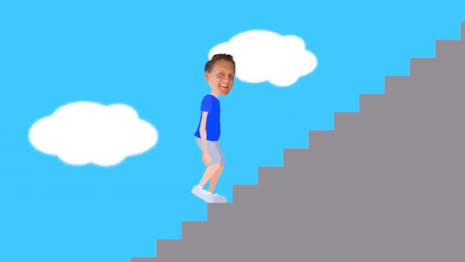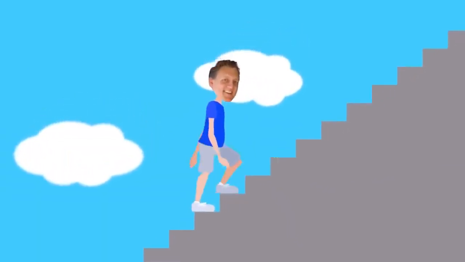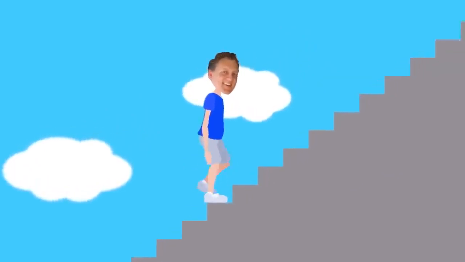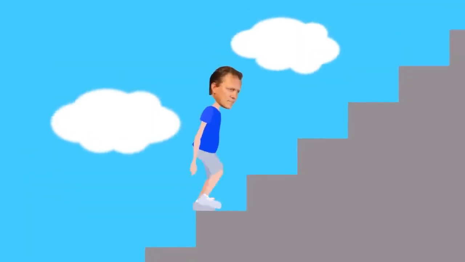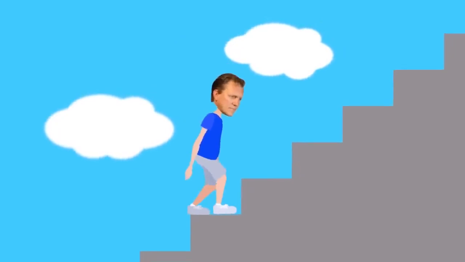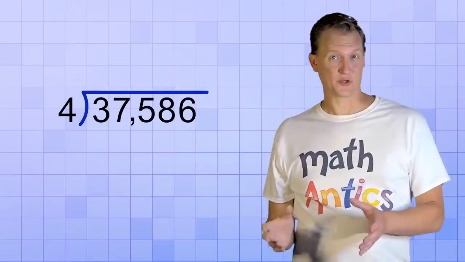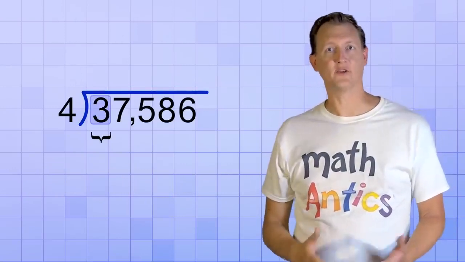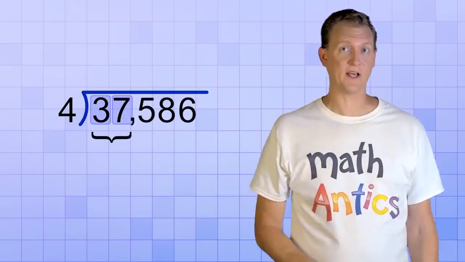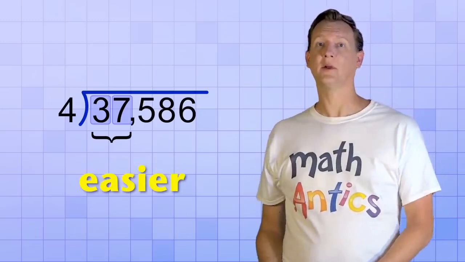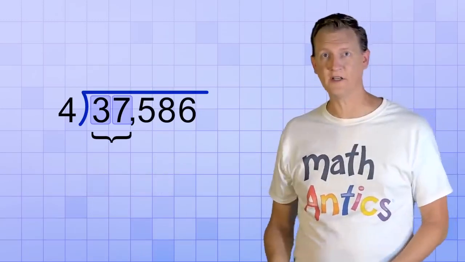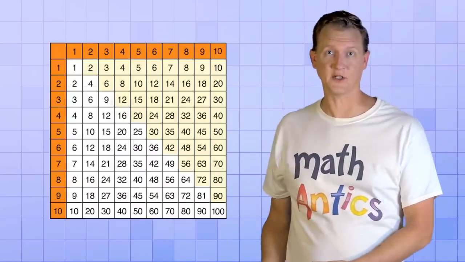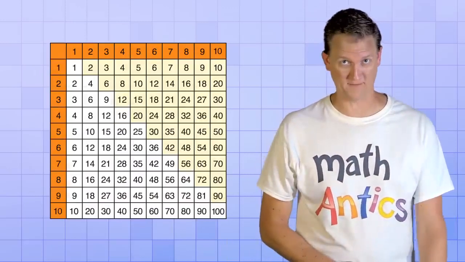It's kind of like climbing stairs. When you have a lot of small steps, each one is easy to climb. But with only a few big steps, each one can be a challenge of its own. That's why we always try to go just 1 digit at a time. If you only have to divide into 1 or 2 digits of the dividend at a time, it's much easier because all of the answers to those smaller division steps can be found on the multiplication table, which you have memorized, right? Yeah.